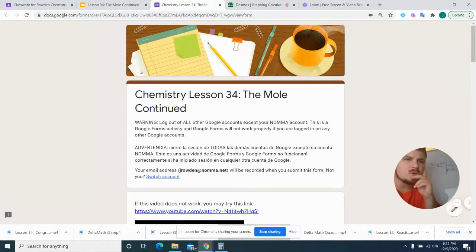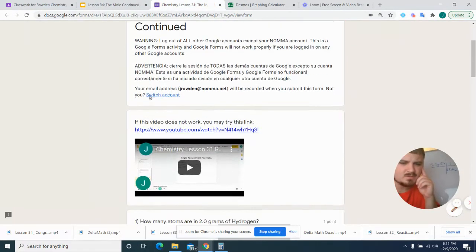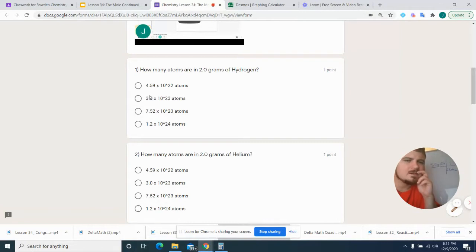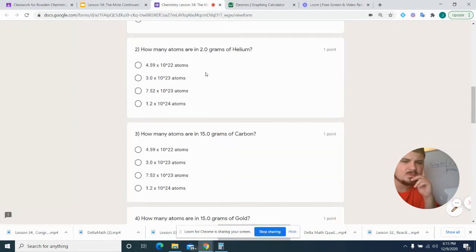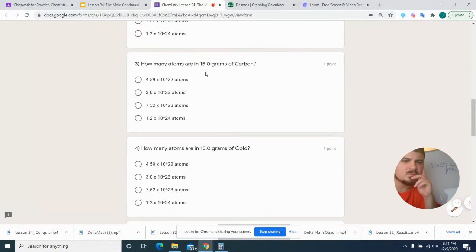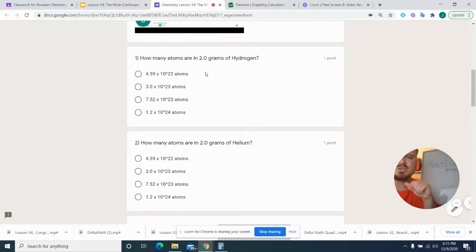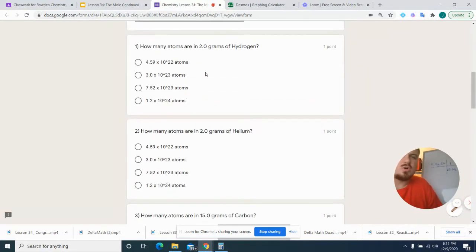Okay, so that's what we get for that. So when we get to the problems here: how many atoms are in 2 grams of hydrogen? How many atoms are in 2 grams of helium? How many atoms are in 15 grams of carbon? How many atoms are in 15 grams of gold? So go ahead and do these 4 problems. It's using exactly what I did up there. So press pause. I want you to try these 4 questions, and then press play, and we'll go over them.